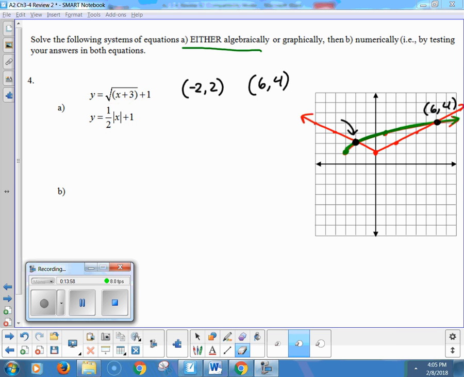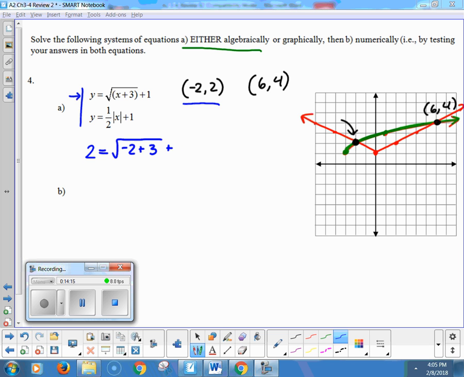So if I test, say, -2, 2 in each of these equations, let's see, my y value would be 2. So looking at the top equation, 2 must equal the square root of -2 plus 3 plus 1. I believe that works. 2 must equal the square root of 1 plus 1. That works. Testing it in the bottom equation, I'd get 2 is supposed to equal 1/2 times the absolute value of -2 plus 1. Or 2 must equal 1 plus 1. Whoops. And that also works.